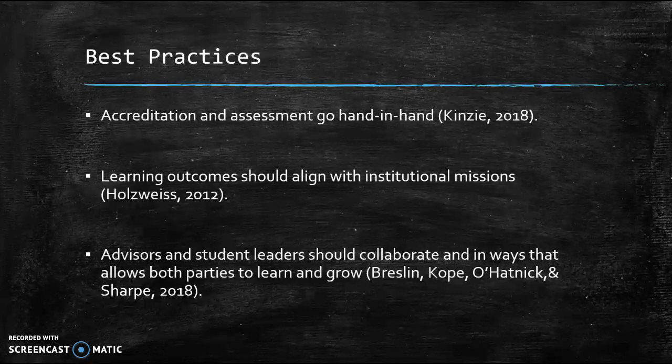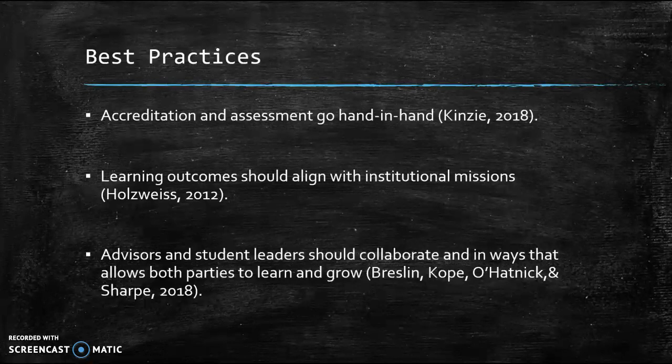Advisors and student leaders should collaborate in ways that allow both parties to learn and grow. So Breslin, Cope, Otakik, and Sharp discuss how student leaders are very important to the overall college education process, and advisors should view student leaders and peer mentors, things along those lines, really as colleagues in the learning process. So they are not just teaching the students, but the students are helping faculty members and advisors grow, because ultimately we can all learn from each other.